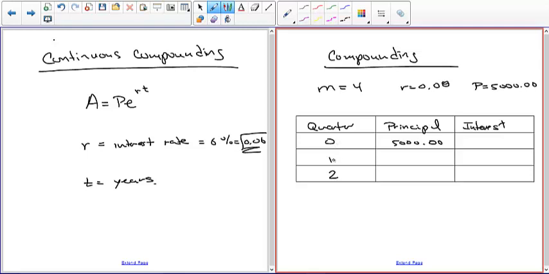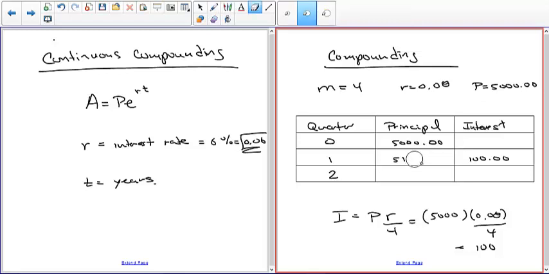So what we'll say is at the end of the first quarter, we'll get some interest, and the interest is just equal to the principal times the interest rate, but you do it per period. So we have 5,000 times 0.08 divided by 4, which is $100. So that's my interest. And then your principal is going to be $5,100. So you add that in. You don't wait till the end of the term. And I don't even have how long the loan is, because it'll just keep going on until you decide to take it out.